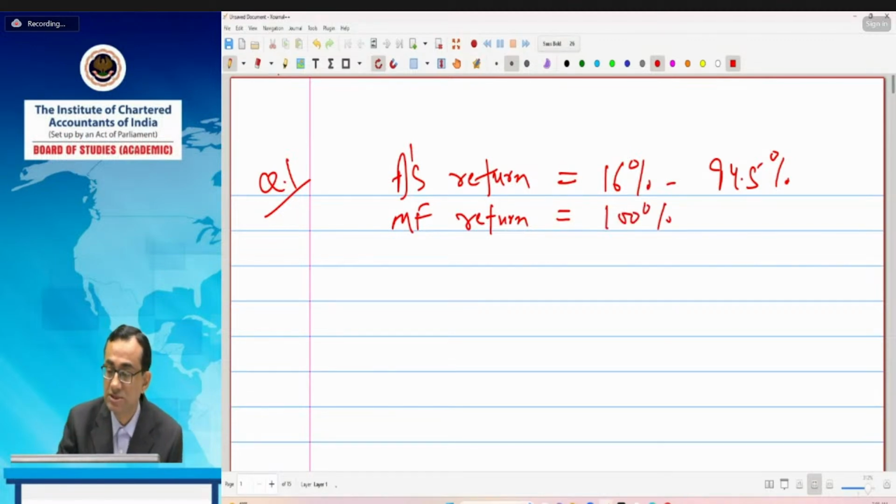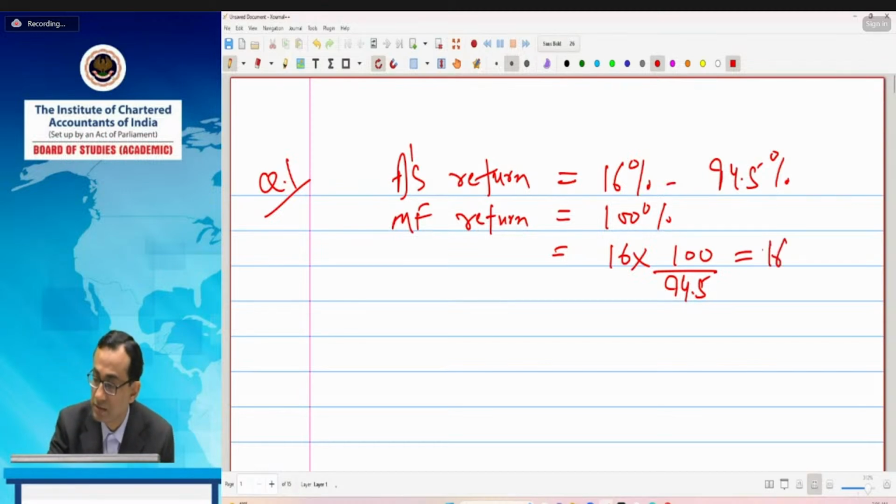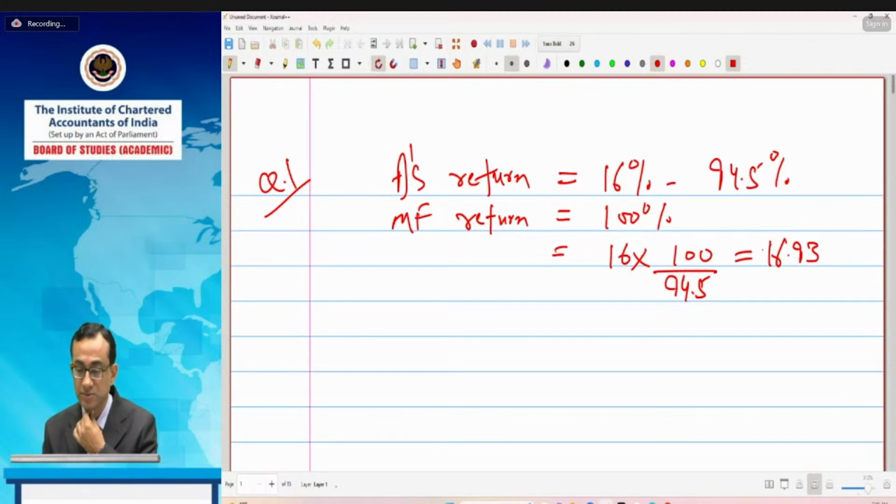So how will this 100% return be calculated? It will be 16 into 100 upon 94.5. So let us calculate this. It is coming to 16.93. So in order to give a return of 16%, the mutual fund has to earn 16.93%.